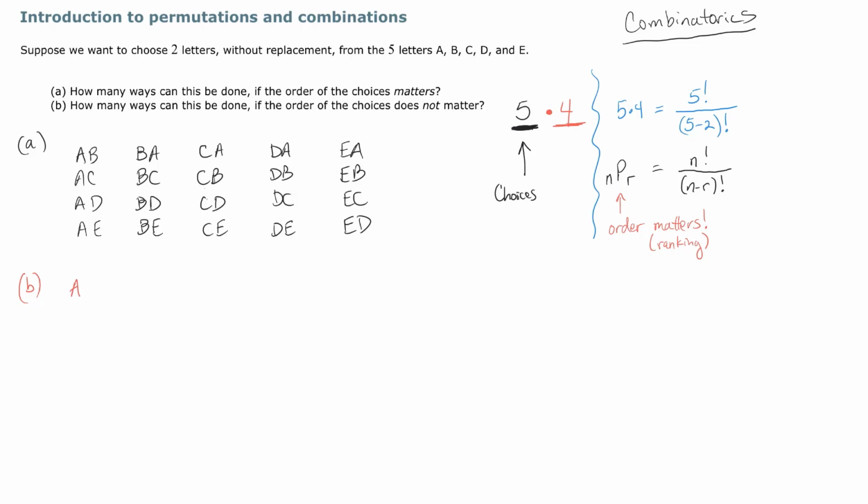We start off in a similar way. We still count AB, AC, AD, and AE. But we no longer count BA. We only count BC. So if you look at example A, there's no reason to count BA because it's counted already here, AB. Remember, the order doesn't matter, so we're not counting all the different orderings.